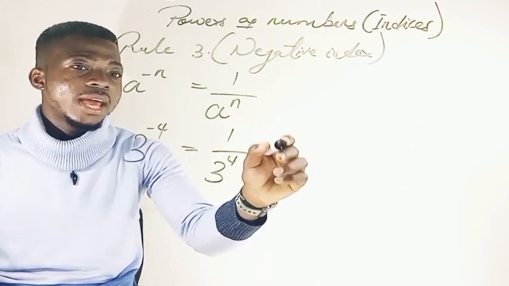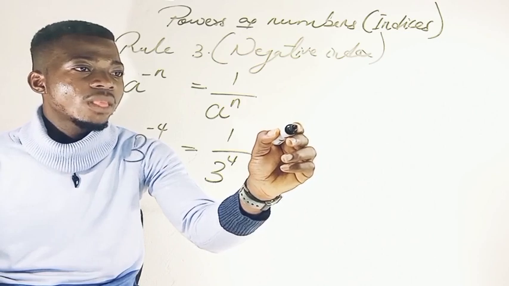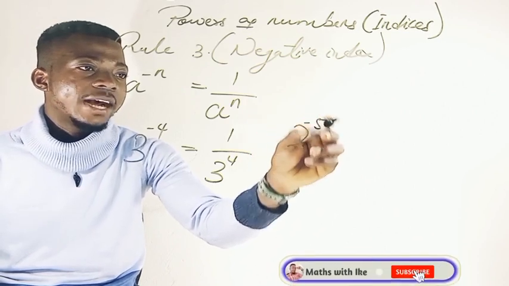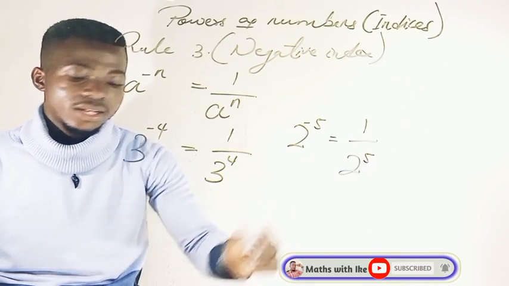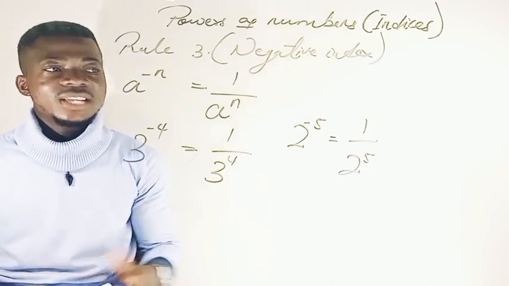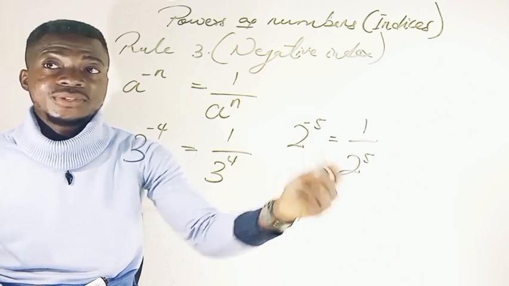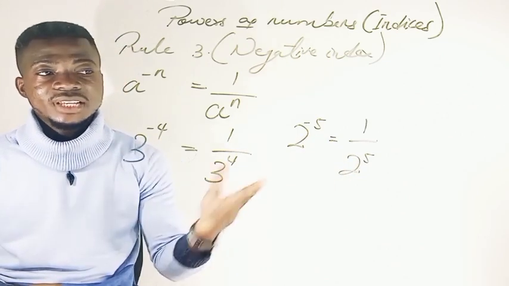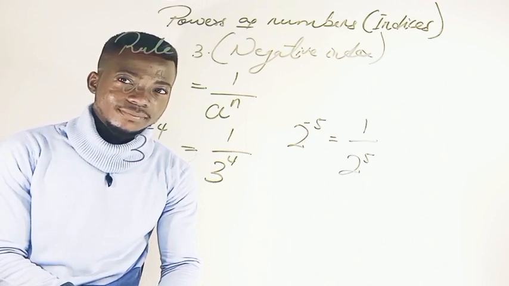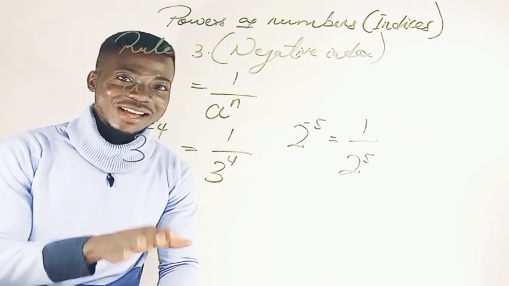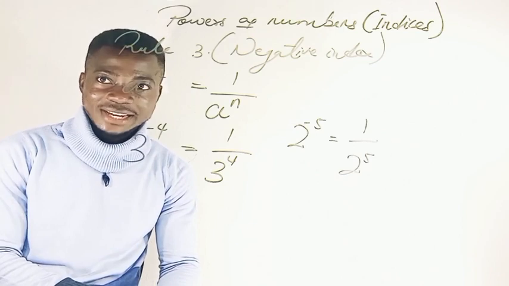Okay, or you have 2 exponent negative 5, the same as writing 1 over 2 exponent what? 5. Alright, and you can change that one to a whole number. You can change it from the index form to a whole number. Did you get it? Right, so that's the negative index.